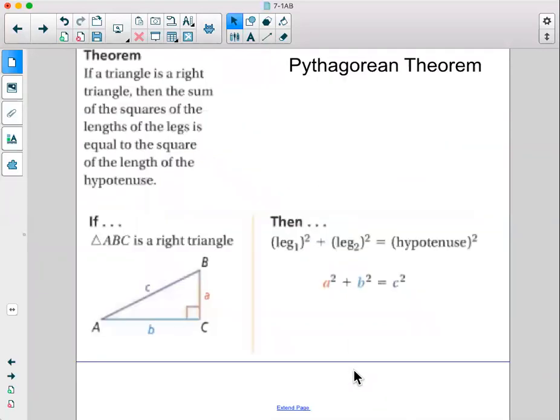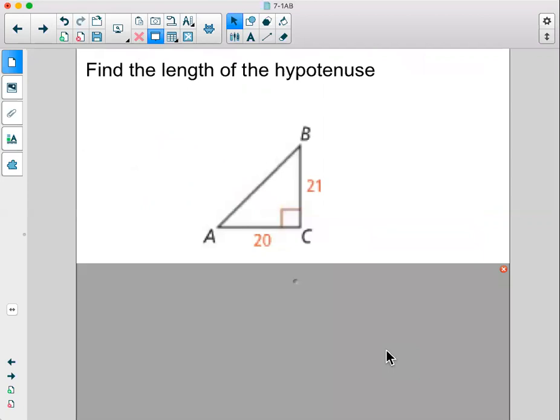This vocabulary is important for understanding the Pythagorean theorem, which states that if you have a right triangle, this is always true, which is amazing. The length of one leg squared plus the length of the other leg squared is always going to equal the hypotenuse squared, which is fascinating that this happens inside a right triangle. And because that happens, if we know 2 out of 3 of the sides, we can figure out the third side. So let me start with this example.